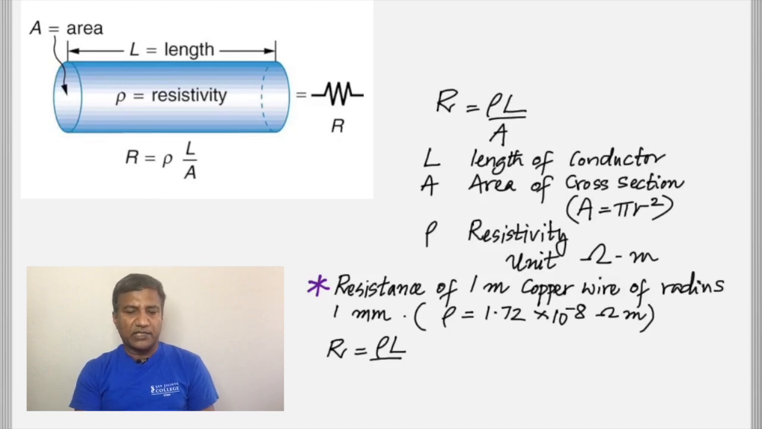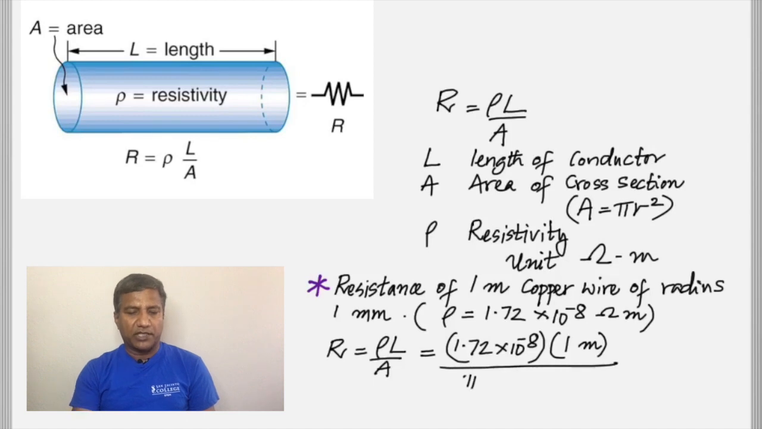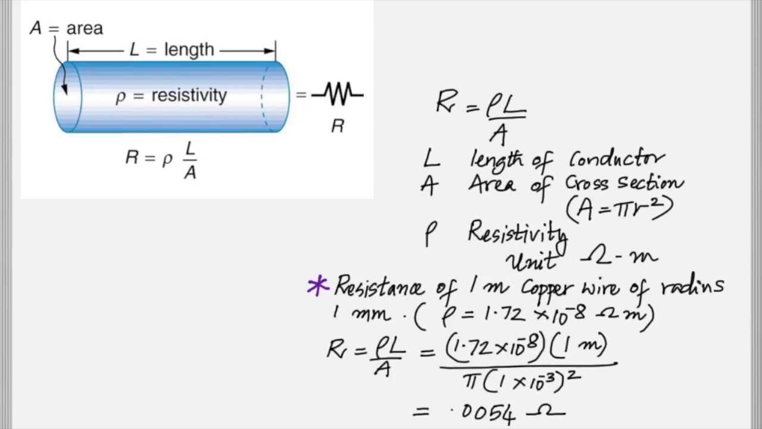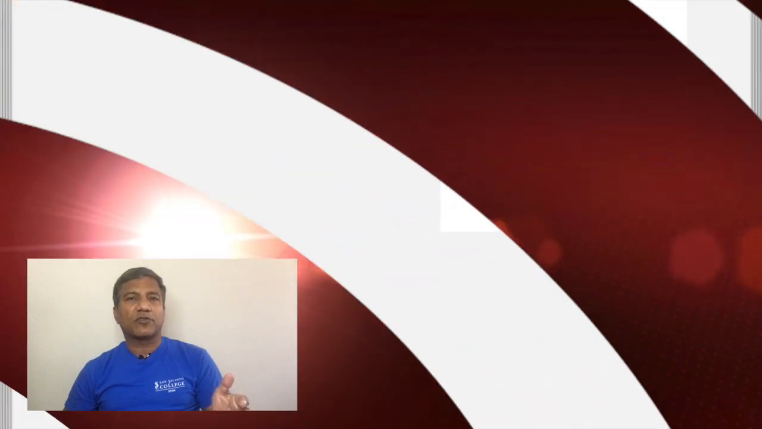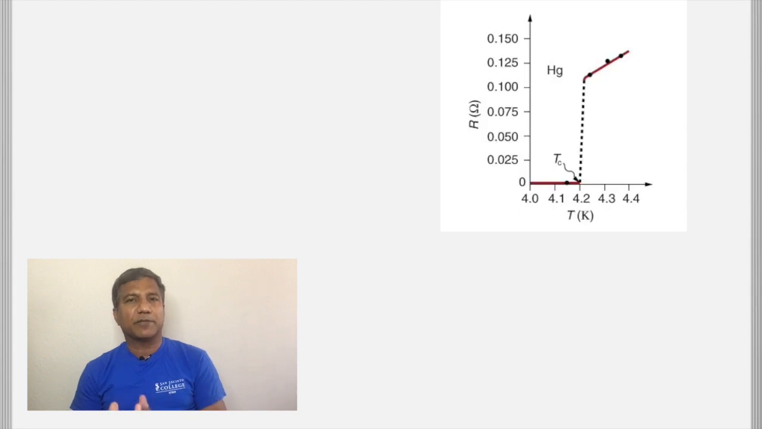First we got to find the area of cross section, but area of cross section is pi r squared, so I'm going to put it that way. Pi times radius is... the value of the resistance is 0.0054 ohms. Now we will look at the fourth factor, namely the temperature.